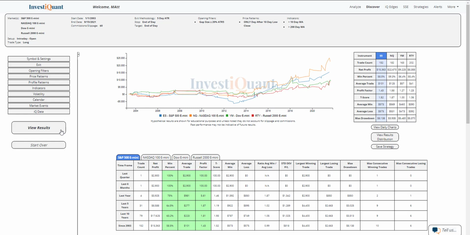Historically, we've got 152 samples here in the S&P to examine dating back to 2003. There's 182 samples in the NASDAQ, 163 in the Dow, and 202 in the Russell. The win rates on them are all mildly favored here. We've got S&P coming in at 59%, NASDAQ 59%, Dow 56%, Russell 55%.